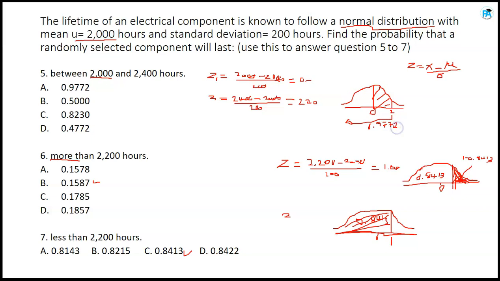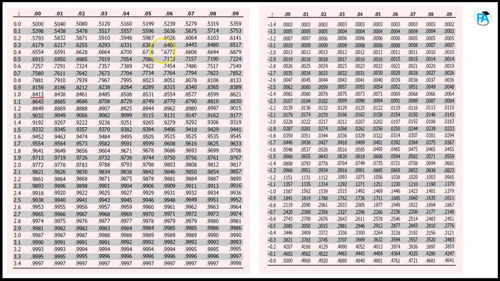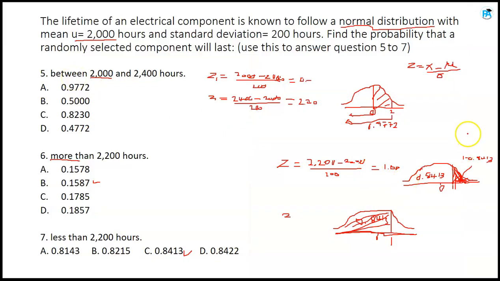0.9772. Is that clear? Then you also find 0 to the left. Okay, you go and check it on the Z table also. But for 0, you can know the answer is 0.5. 0.00 gives you 0.5000. So this 0 to the left is 0.5, okay.